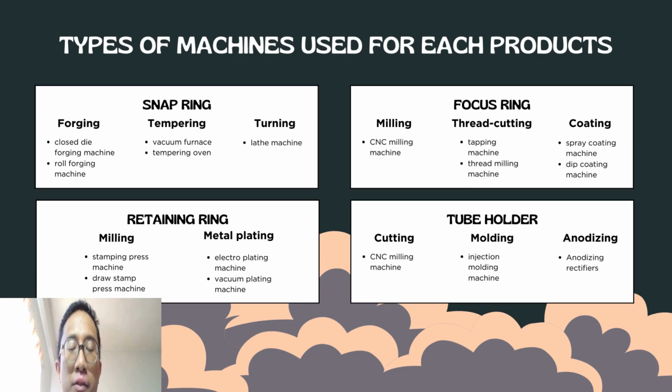Each product has a different type of machine that is used because they have different processes.